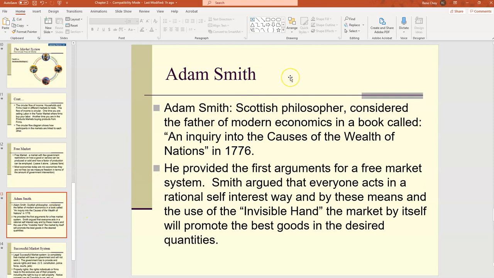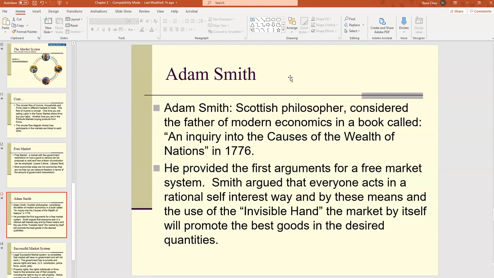The proponent that free markets were better than other markets was basically Adam Smith. Adam Smith was a Scottish philosopher, who is considered today the father of modern economics. He wrote a book called An Inquiry into the Causes of the Wealth of Nations in 1776. And what he basically said in that book, the book in a nutshell, is that he provided the first arguments for a free market system.